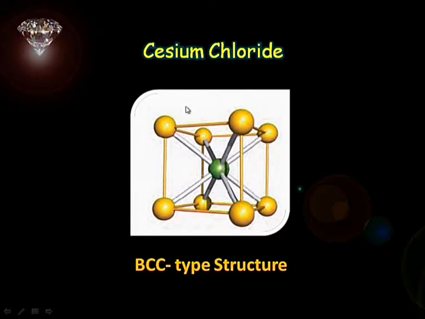So, this is the cesium ion and the yellow ones are the chloride ions here. Now, this would have been called a BCC structure if even here we had a similar atom or ion, which is not the case. So, it is not a BCC structure. It looks like BCC, so we call it a BCC type structure. In fact, this is a simple cubic structure, let us understand that.